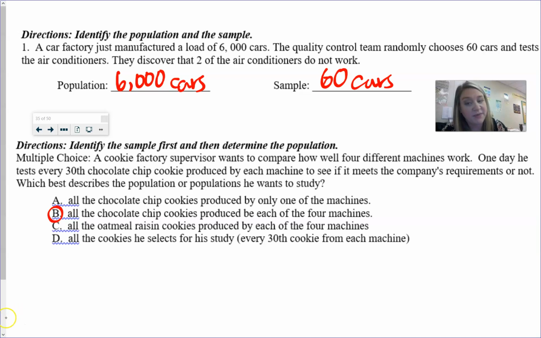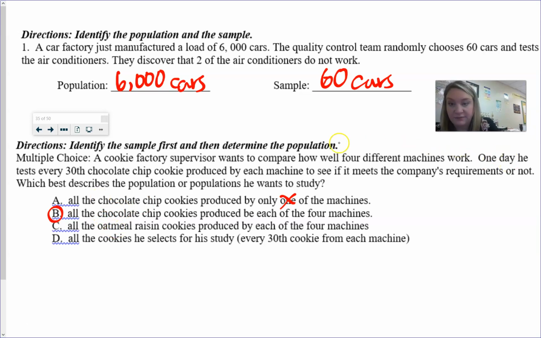All right, you should have picked B. The problem with part A, it says all the chocolate chip cookies produced by only one of the machines. Well, that's not going to be the population. That's just one of the machines. B, all chocolate chip cookies produced by each of the 4 machines. Okay, that's including all the machines.